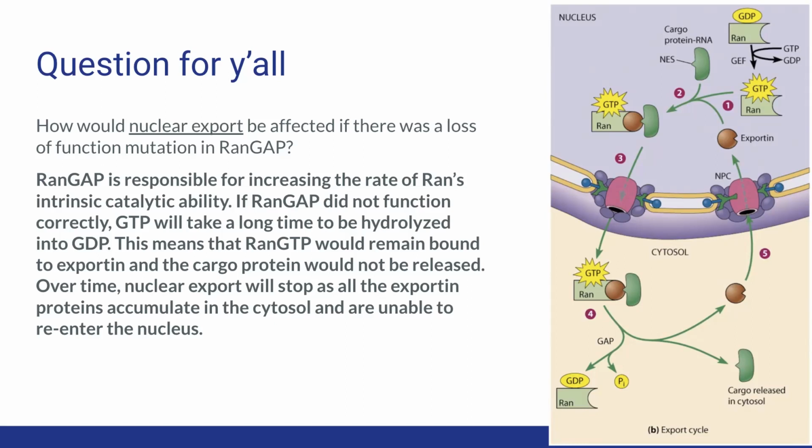Okay, so I'll just read the answer. RanGAP is responsible for increasing the rate of Ran's intrinsic catalytic ability. If RanGAP did not function correctly, GTP will take a long time to be hydrolyzed into GDP. This means that Ran-GTP would remain bound to exportin and the cargo protein would not be released. Over time, nuclear export will stop as all the exportin proteins accumulate in the cytosol and are unable to re-enter the nucleus. Again, for this answer, I'd be careful with using the word all, but there would be a level of clogging of the process.